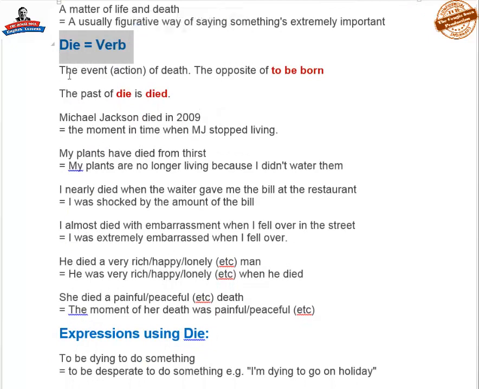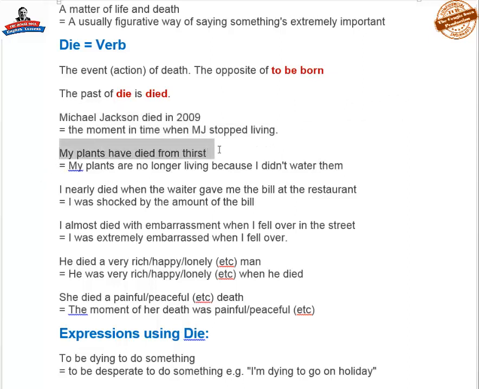Die as a verb. The event, action of death. The opposite of to be born, or the past of to die is died. Michael Jackson died in 2009. The moment in time when Michael Jackson stopped living.